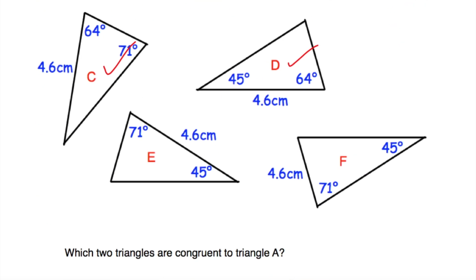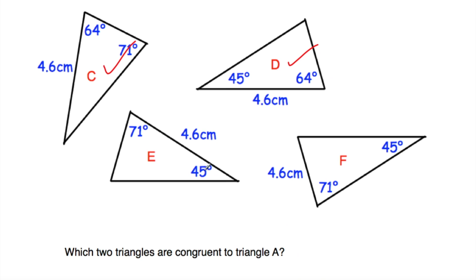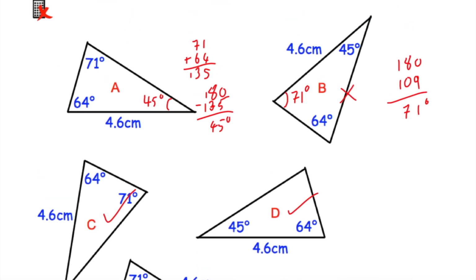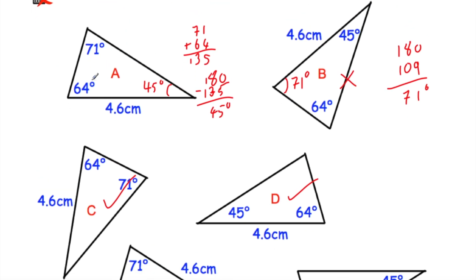Then if we go on down, if we add together 71 and 45, that's equal to 116. And if you take that away from 180, you get that's equal to 64 degrees as well. And then if we have a look here, the 4.6 is in between the 71 and 45. But if we go back up, the 4.6 isn't in between the 71 and 45. It's in between the 64 and the 45, so it doesn't work for angle side angle.